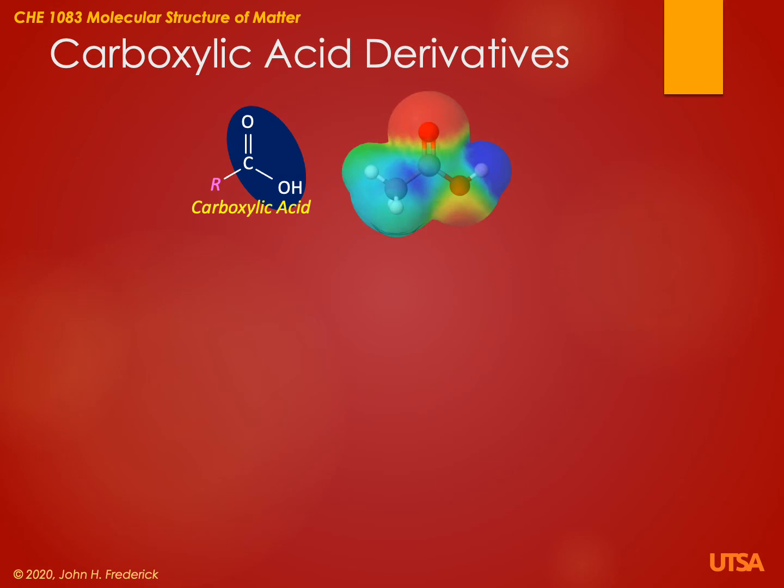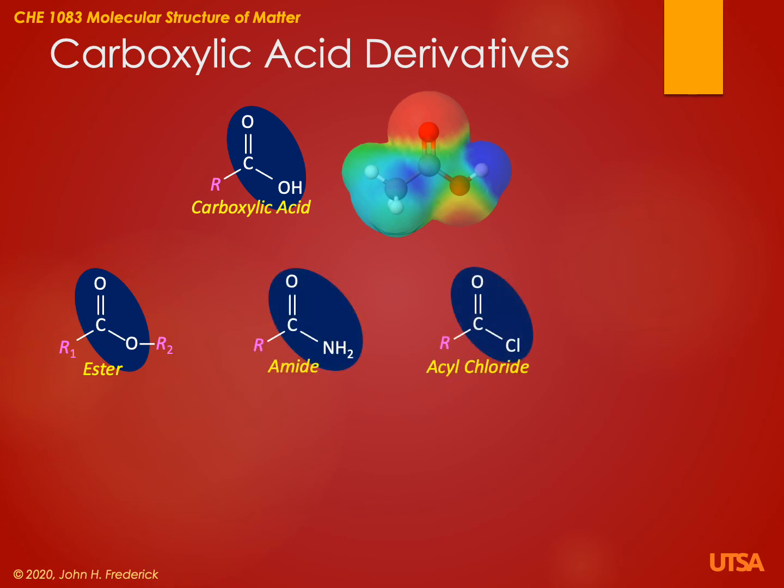All right, let's take a look at the carboxylic acid derivatives. These are basically other functional groups that have a relationship to the parent carboxylic acid, but they are functionally different. For example, an ester has, instead of a hydrogen attached at the end of the carboxylate group, an alkyl group. An amide, instead of having the OH, has an NH2. The acyl chloride has a chlorine.